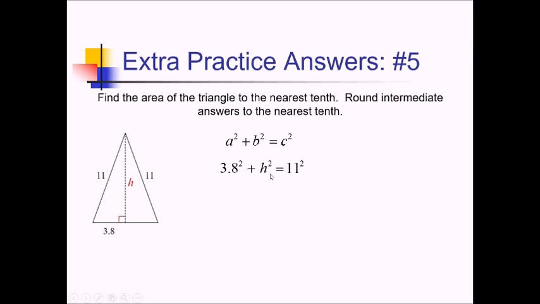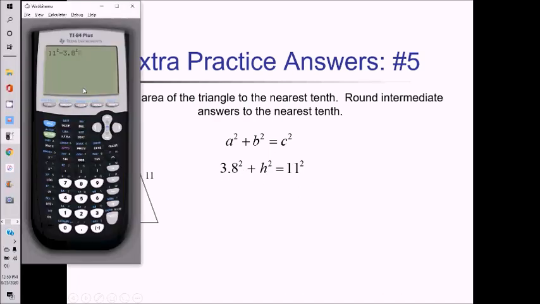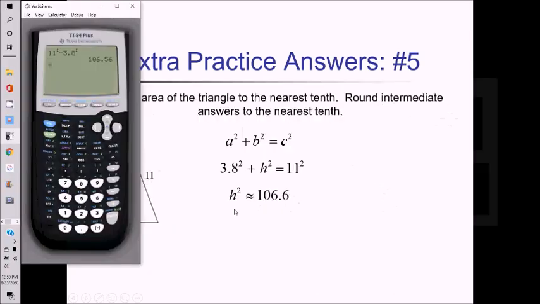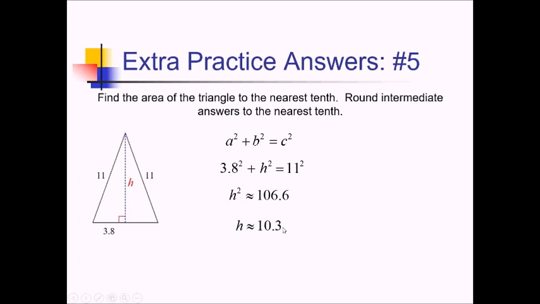At this point, I need to get h squared by itself and then square root. So let me do 11 squared minus 3.8 squared on the calculator. So that's going to come out to, let's see, 106. I'll round that off to 106.6, just as an intermediate step, since they said round to the nearest tenth for those. And then let me square root that to get the value of h. So going back to the calculator, we've got the square root of 106.6 coming out to about 10.3. So that's the h we'll be using in just a moment.